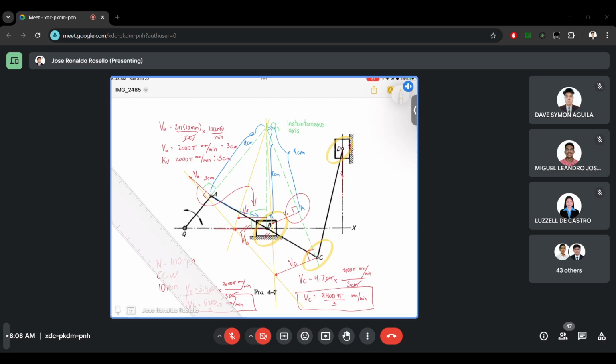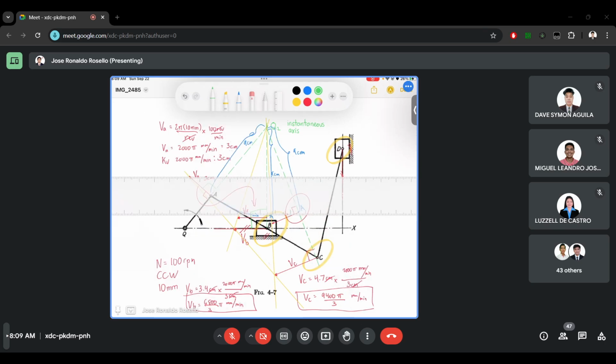D is on the same link with C, meaning let's find another instantaneous axis for C and D. Okay, so I will repeat. Q2 cannot be used as an instantaneous axis for velocity D because D is not on the same link as A, B, and C. But C and D are on the same link, so we can find another instantaneous axis just for C and D. How do we do that?